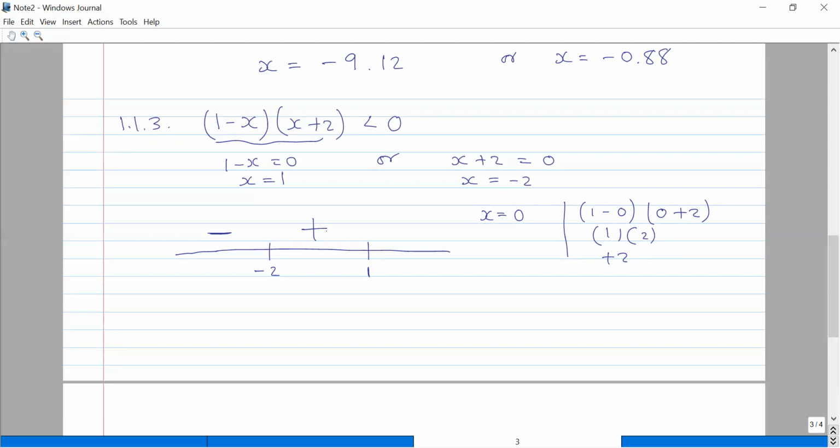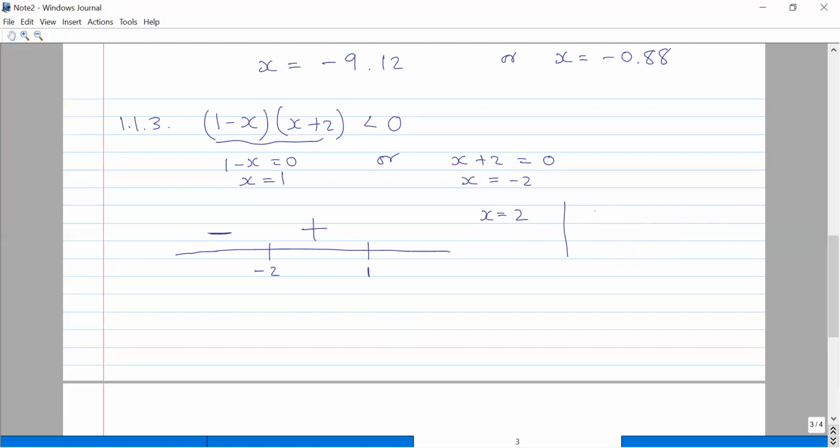Okay, so let's go for the other region, the one where x is greater than 1. Okay, so we're going to do the same thing. Pick any number that is greater than 1. Okay, when we pick greater than 1 in this case, let's pick 2. I think 2 is quite easier. X is equal to 2.